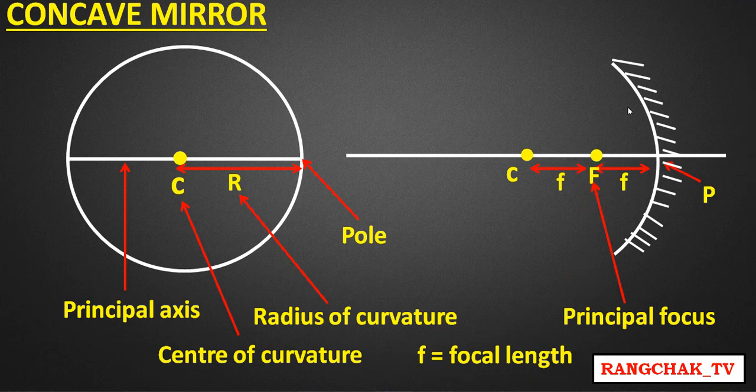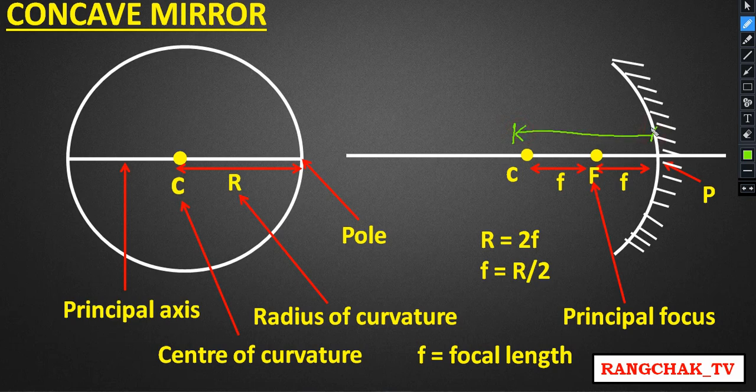Okay, now the important thing is the radius. The distance from C to P is called r. It is the radius of curvature. Radius of curvature r is how many times of f? From C to P there are two f, this f and this f. That means in a spherical mirror there will be four f.